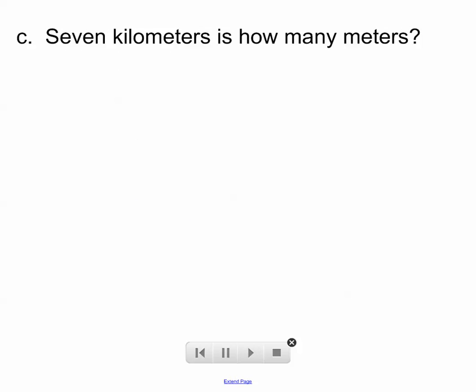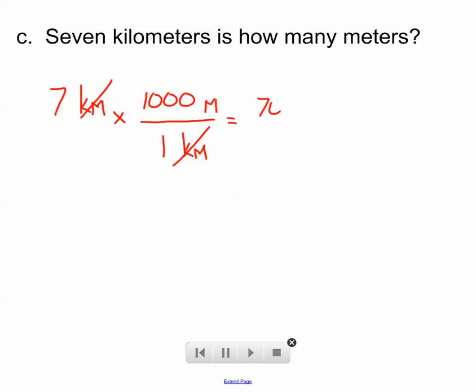One more. 7 kilometers is how many meters? Okay, we'll start off with our given, 7 kilometers. And then we'll use a ratio here, okay? We want to get to meters, so meters will go on top. And we want to get rid of kilometers, so kilometers will go on bottom. There's 1,000 meters in a kilometer, which means that there's 7,000 meters in 7 kilometers. 7 times 1,000. Again, using the units helps us see whether the 1,000 should go on the top or the bottom.